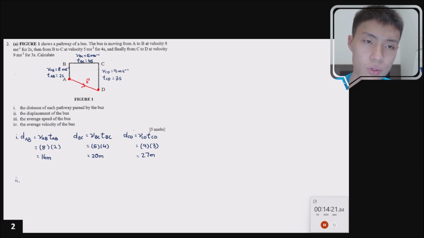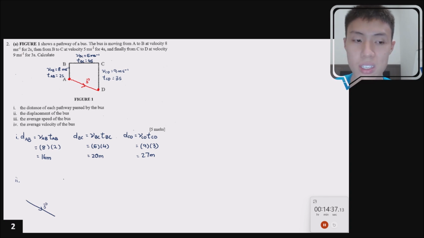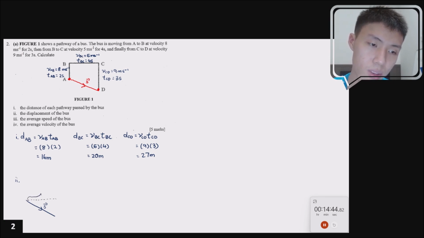What I'm going to do is do it like this. I've already labeled in the diagram, this is my displacement. What I need to figure out is the magnitude and the direction of the displacement, because displacement is a vector quantity. For the magnitude, I probably need to use Pythagoras theorem. I need to find the distance from here to here, and the distance from here to here. So if you look at the diagram, this is what I want to find.